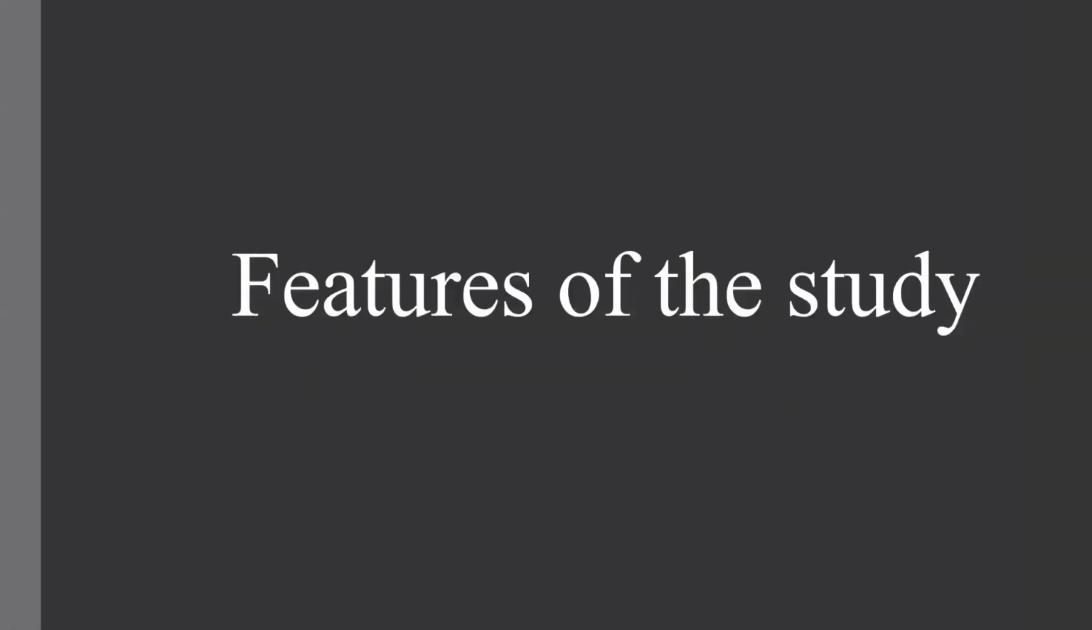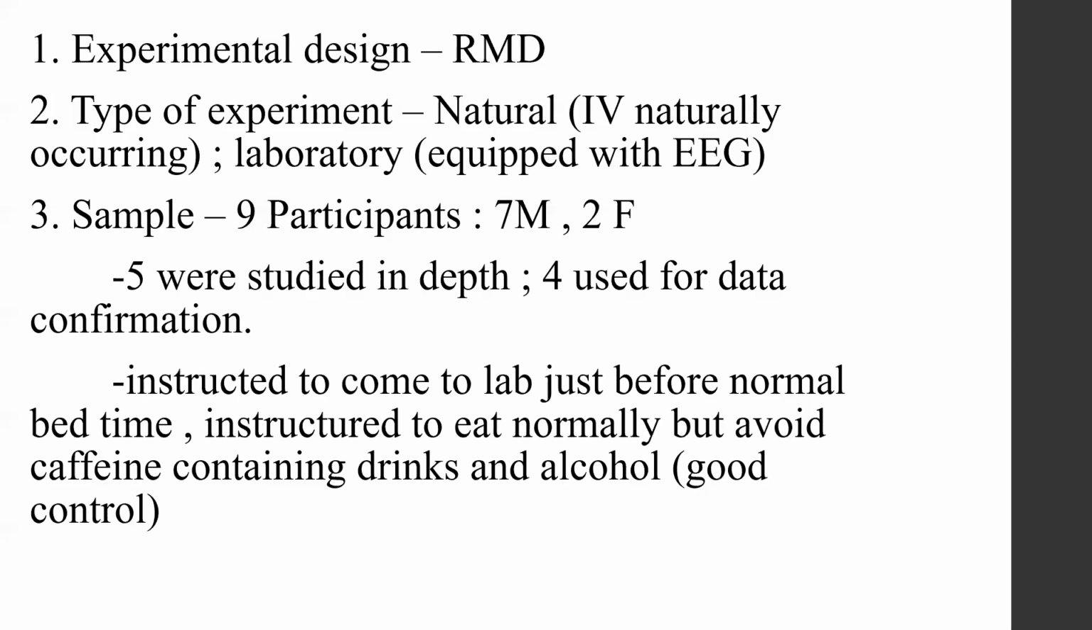Okay, so let's talk about the features of the study. The study was a repeated measures design because the same 9 participants took part in all three different aims. There were 9 participants, 7 males and 2 females. 5 of them were studied in depth, and 4 of them were used to confirm data. So the sample was quite small, and I would say that the sample was gender biased since there were more males than females. It was a natural experiment because the IV was naturally occurring for all three experiments.